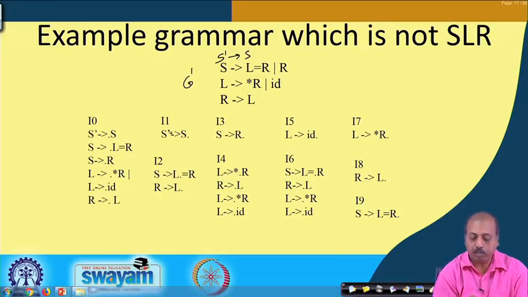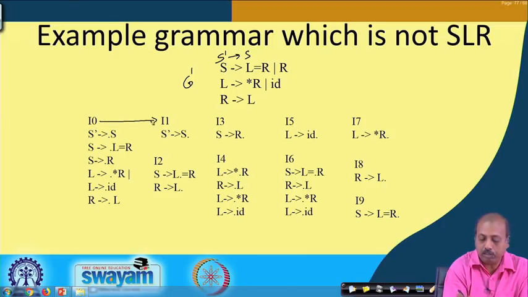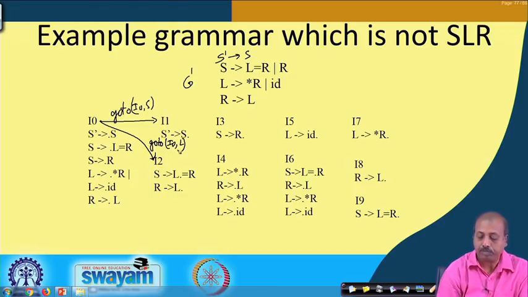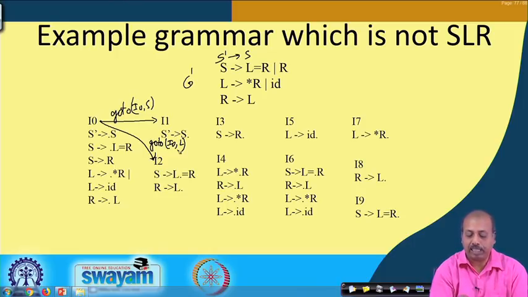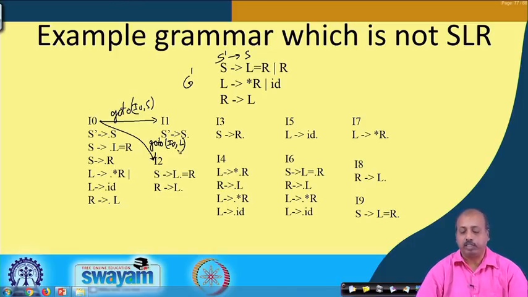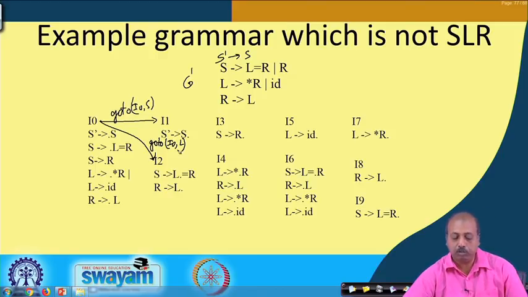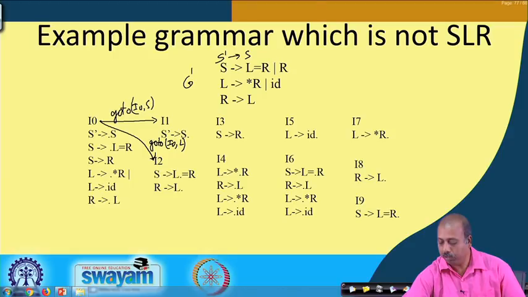Similarly, from goto(I0, L) we get I2. So from I0 to I2 it is goto on L. That way other items are constructed accordingly. I am not going into that explanation, but let us look into this item more carefully.